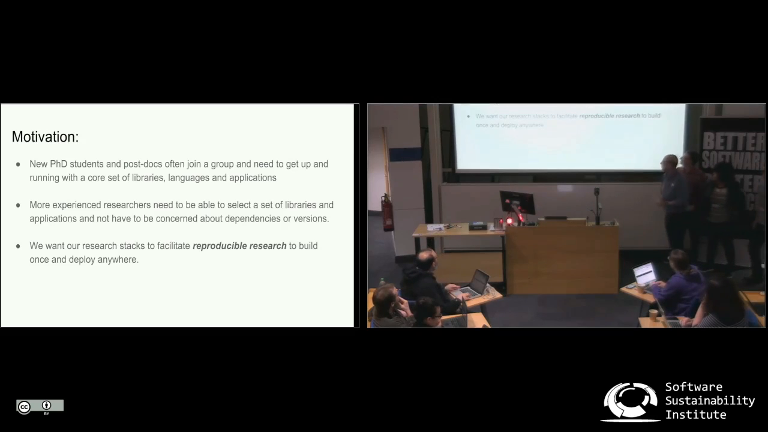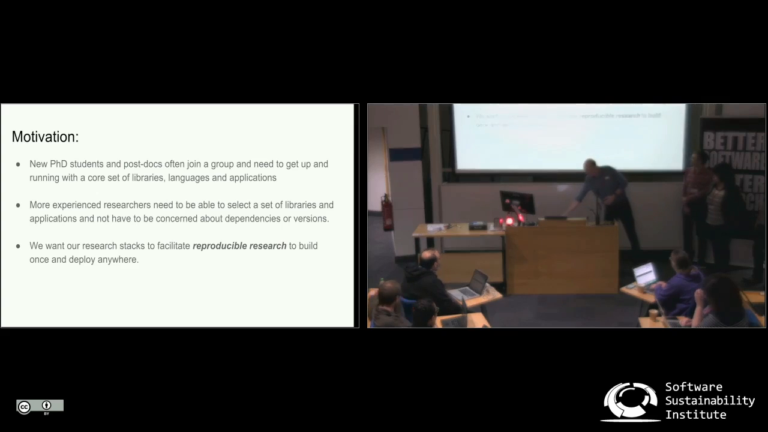Our motivation was that we felt that new PhD students and postdocs very often join a group and need to get up and running with a core set of libraries, languages and applications, and they don't know where to start. But more experienced researchers need to be able to select a set of libraries and applications, and not have to be concerned about all those silly dependencies and versions. But we want our research stacks to facilitate reproducible research so they can build once and deploy anywhere.